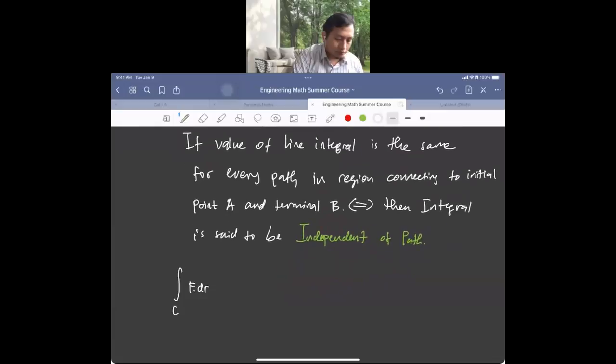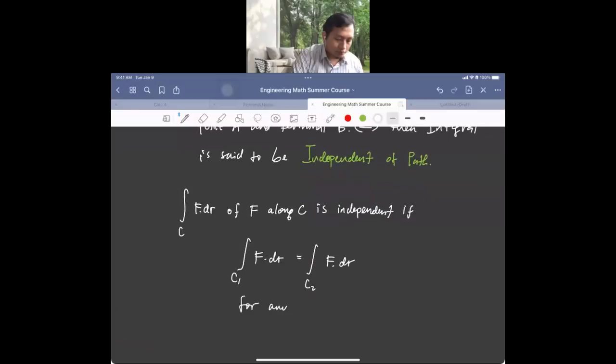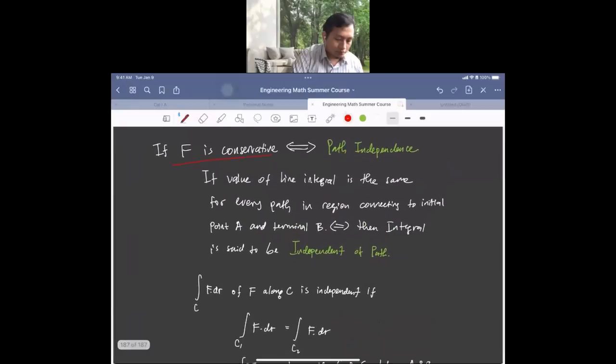So in other words, the line integral of F along C is independent of path if it is the same for any two paths C1 and C2 between A and B. Note that if F is conservative, it will be path independent. Okay? It will be independent of path.